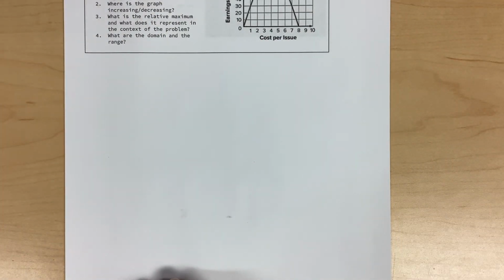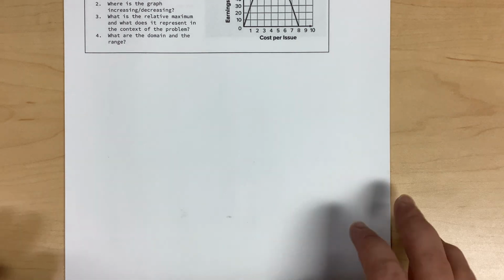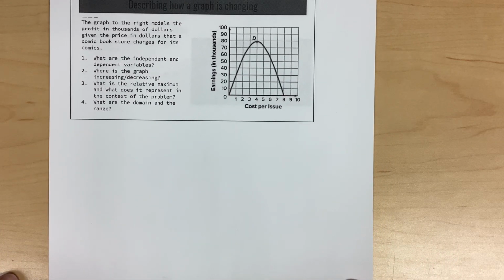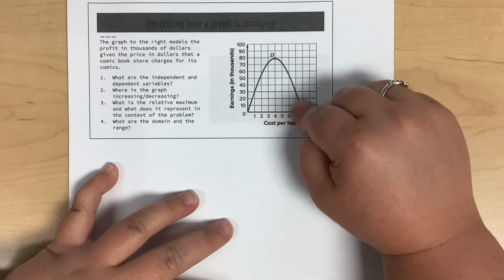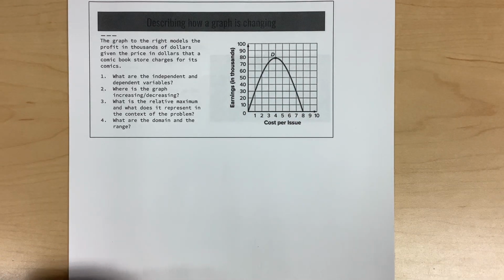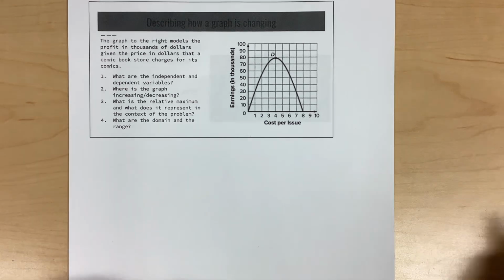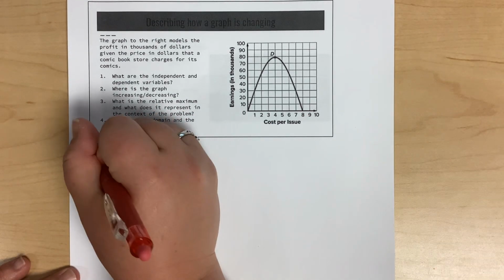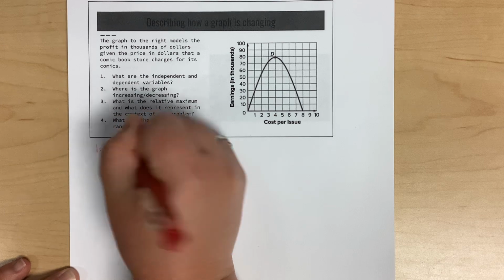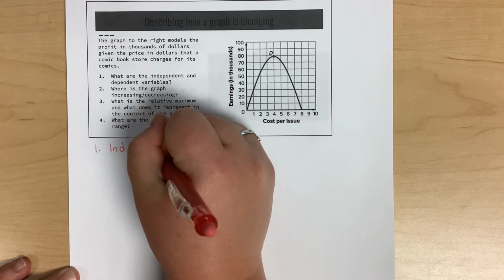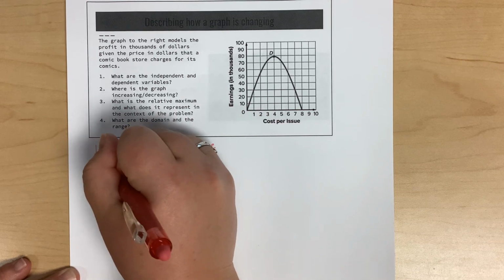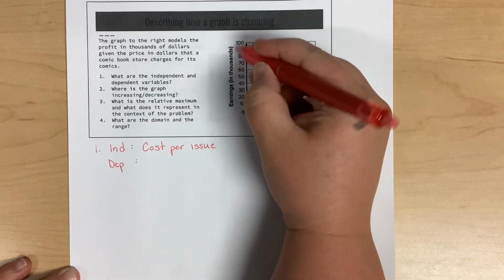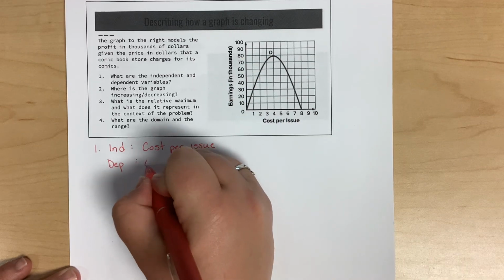Same idea. It says the graph to the right models the profit in thousands of dollars given the price in dollars that a comic book store charges for its comics. All right, so as you can see, this graph also has a curve here. So let's figure out what's going on. It says, what are the independent and dependent variables? So same as before, independent is input, which is your x. So your independent is going to be the cost per issue. Your dependent is your f of x, or your y, that's the earnings.